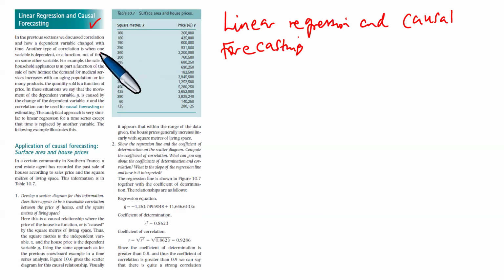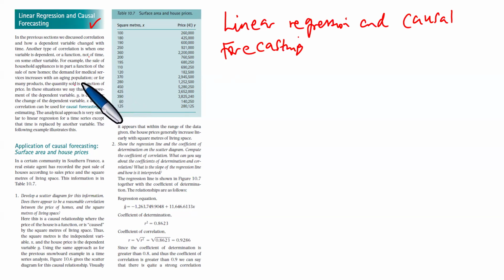Another type of correlation is when one variable is dependent on, or a function of, some variable other than time. For example, the sale of household appliances is in part a function of the sale of new homes. The demand for medical services increases with an aging population.